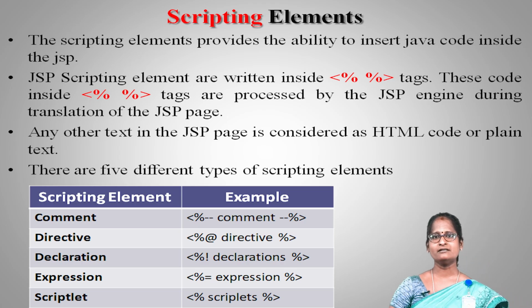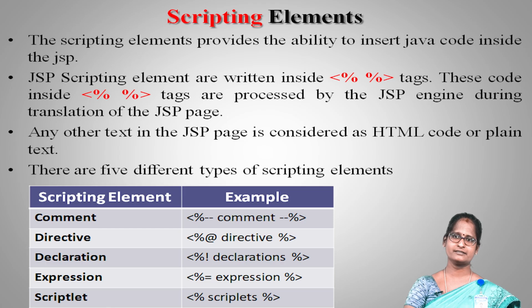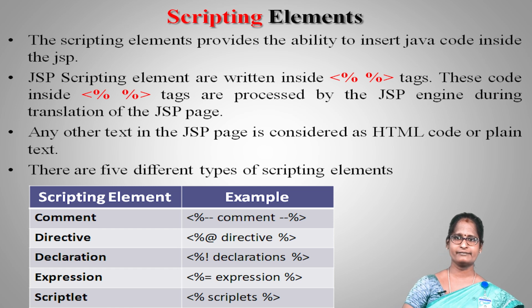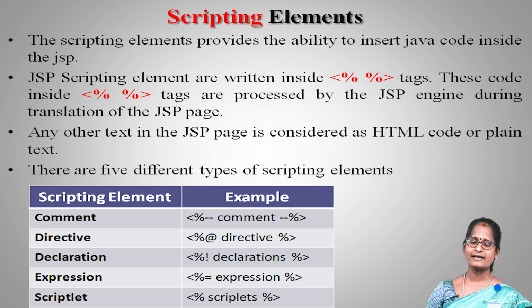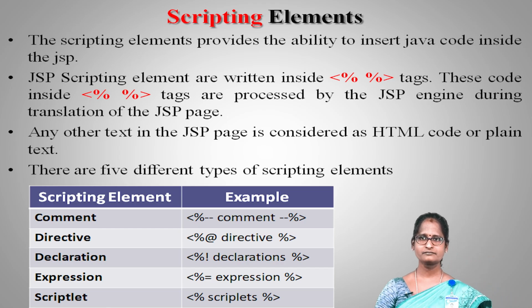Then the declaration. Declarations are used to define variables or methods. In a declaration, you use the syntax: the declaration of the variable or method begins with the percentage symbol and ends with the percentage symbol. In this example, we declared the variable a equal to 10, and the data type is integer.